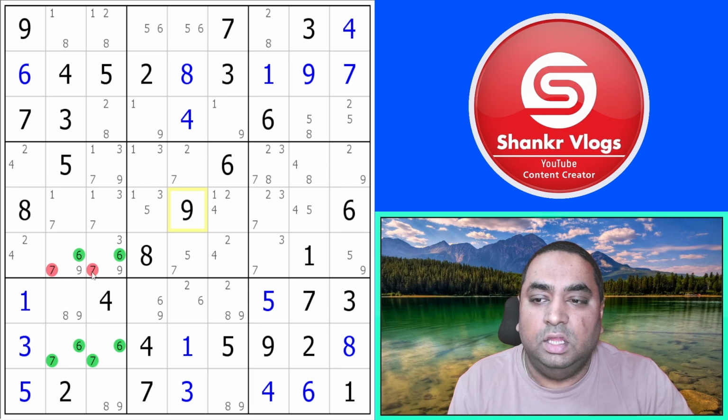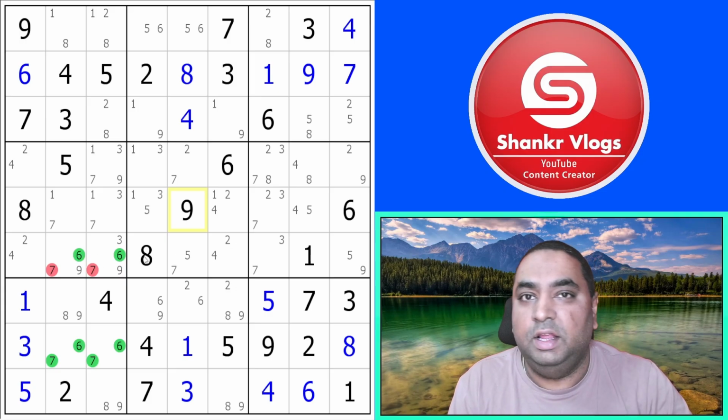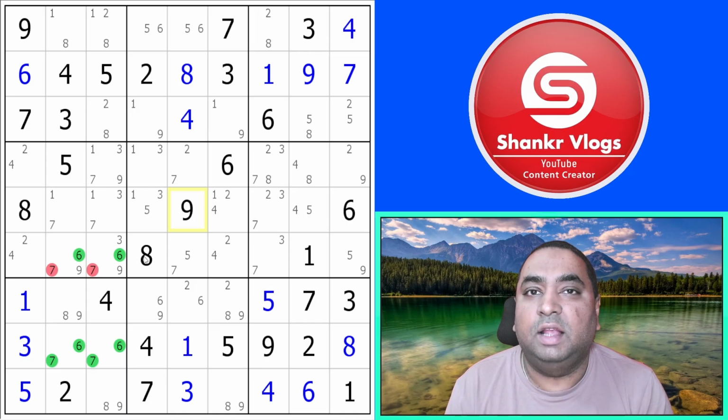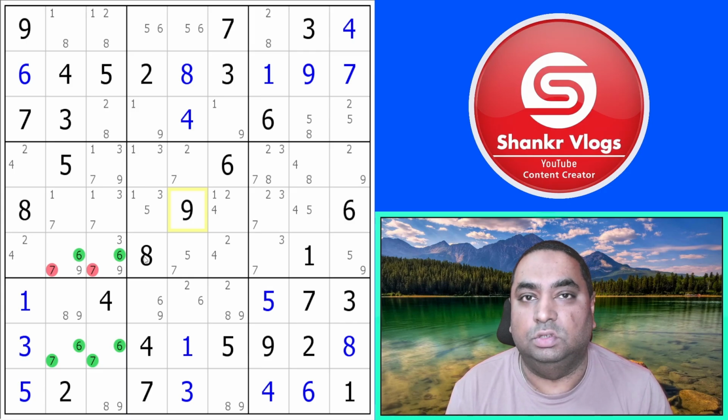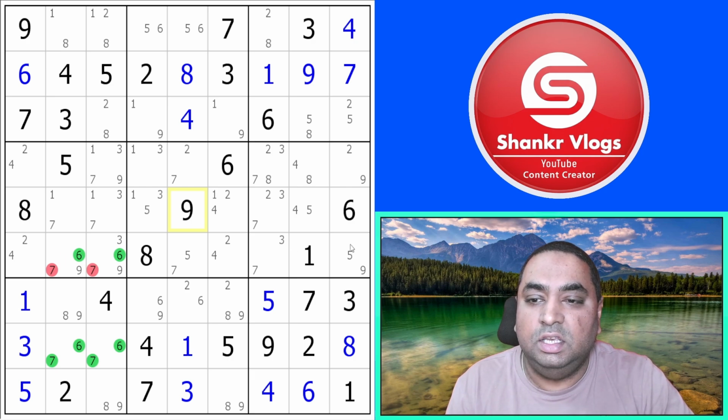So if you see, the conjugate pair is only 6 in this row. Conjugate pair means in any house the candidate appears only 2 times. Conjugate pair is when a single candidate is appearing only 2 times in a row, in a block, or in a column. Then that candidate is said to be a conjugate pair for that house. So here, in this row, the conjugate pair is 6. Only 2 times are there, 6 in this whole row.